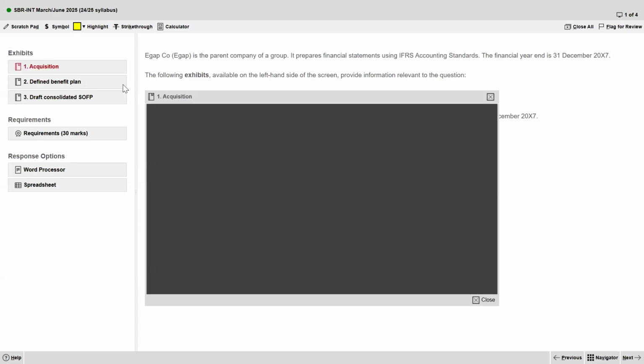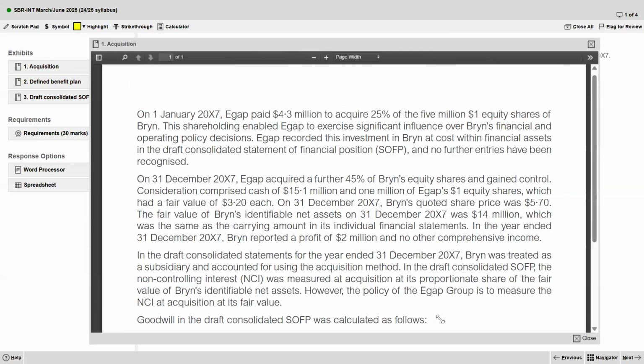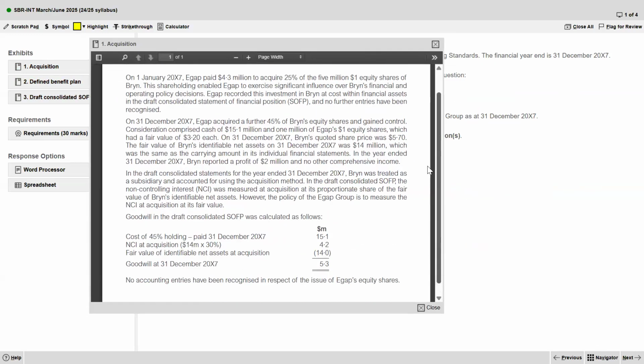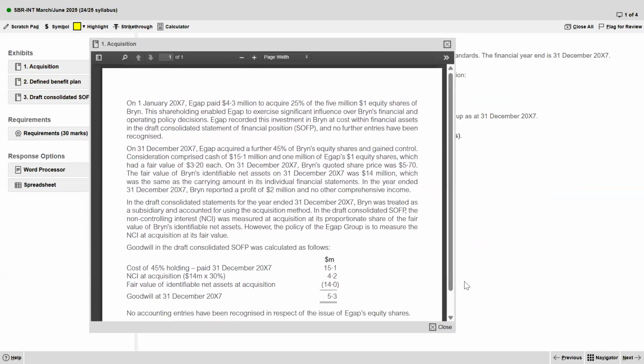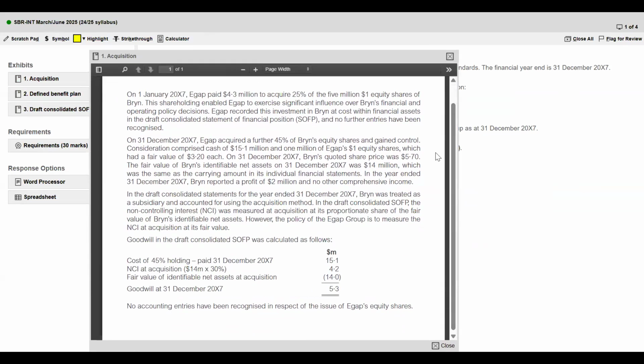Now, first of all, we talk about this acquisition. So can you just go through it? Then I'm going to start discussing with you. Those of you who have joined a bit late, I'm doing this March, June 2025 examination paper, and I'm right now on question number 1. So can you just read through this, please?